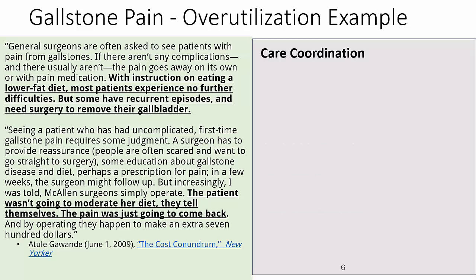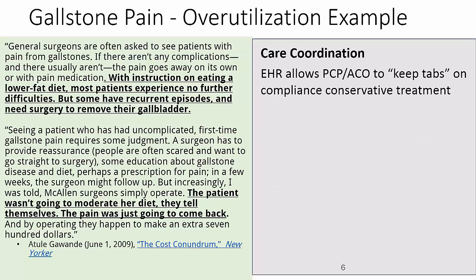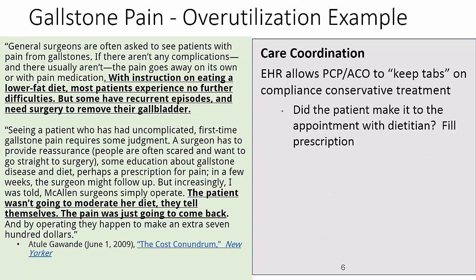If the primary care doctor recommended conservative treatment, an ACO with a good EHR that exchanges data could allow better care coordination. Specifically, the ACO could see whether the patient actually got in to see a dietitian or could see whether the patient actually filled the prescription. They could also see the notes from the dietitian visit and make sure there is appropriate follow-up care.